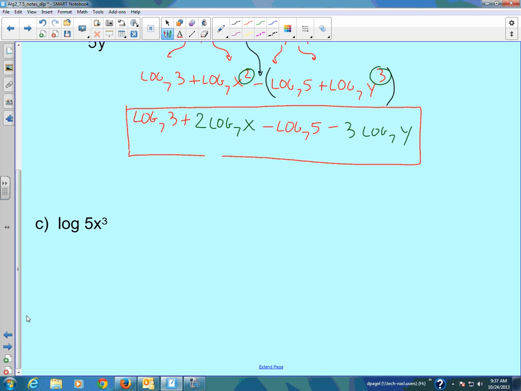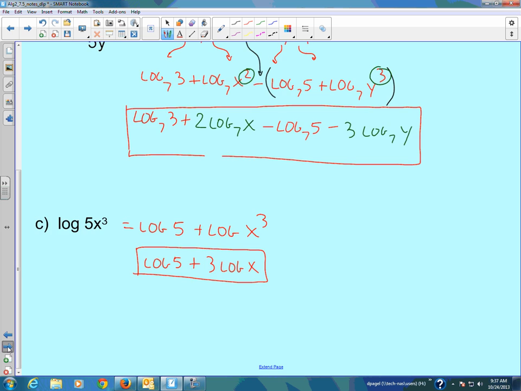For C, we have a product and we have a power. So first we deal with the power, and then we'll deal with the product. We'll deal with the products always last. So log base 10 of 5, log base 10 of x cubed. Move that 3 power out in front, and I get my equivalent expanded form. So that's exploding a single logarithm into multiple parts.